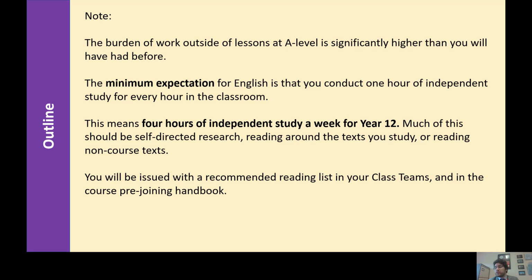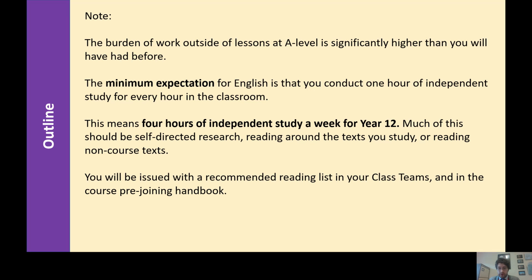It means you need to get to the texts that are on the recommended reading list. It means you need to be reading broadly around your subject. It means you need to be immersing yourself in the subject field. You have far fewer hours of contact time teaching at A-level, contact time in a classroom, but you need to match the contact time you do have in a classroom with independent study. And if you don't do that, you will find that you fall behind.